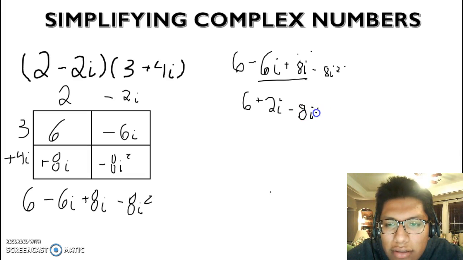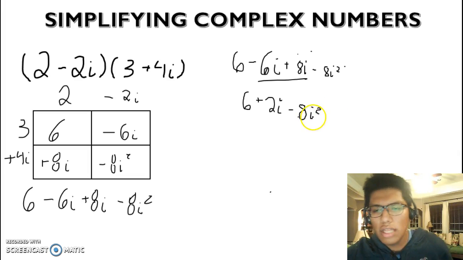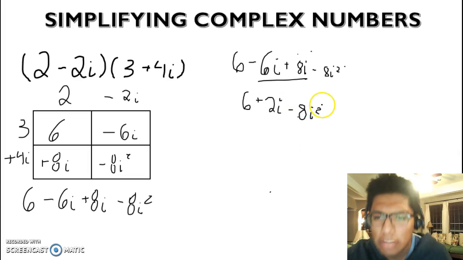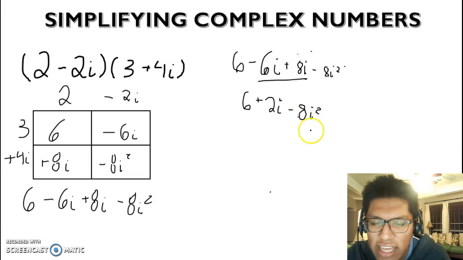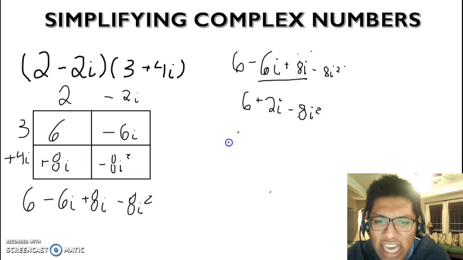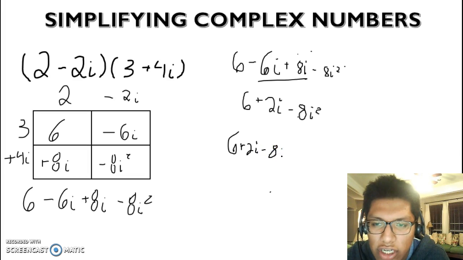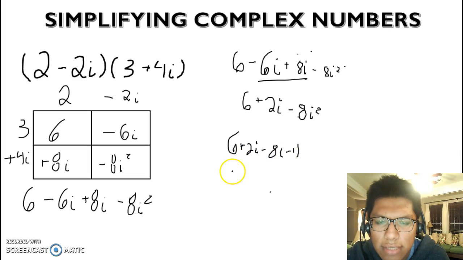And if you recall earlier in this video, I said that i squared was equal to negative 1. So we can replace the i squared with negative 1. And to further simplify this equation, we use negative 1, and 6 plus 2 is 6.